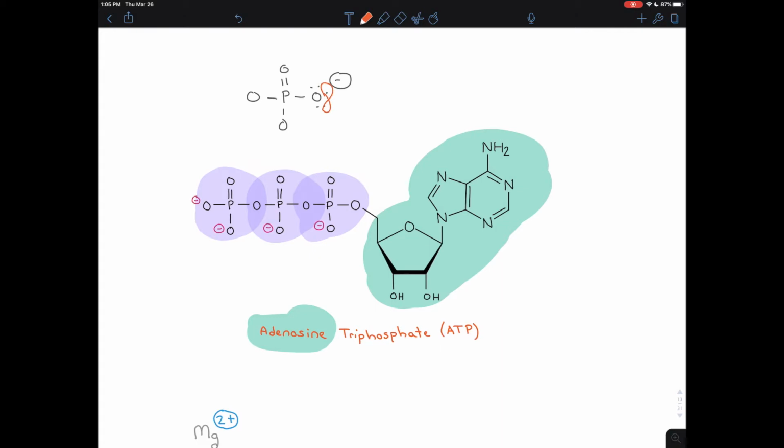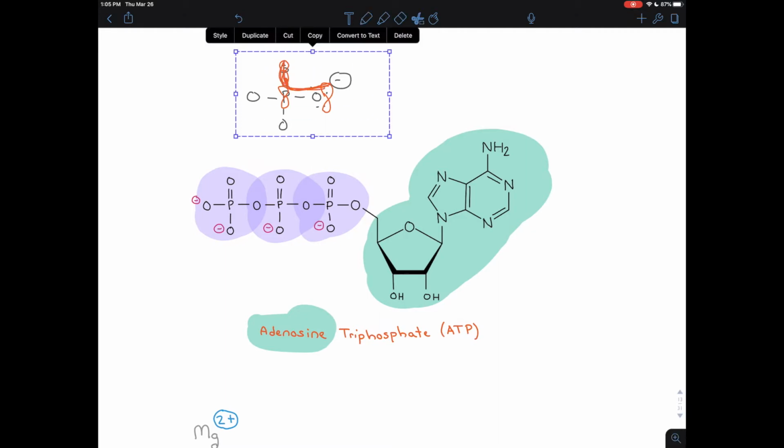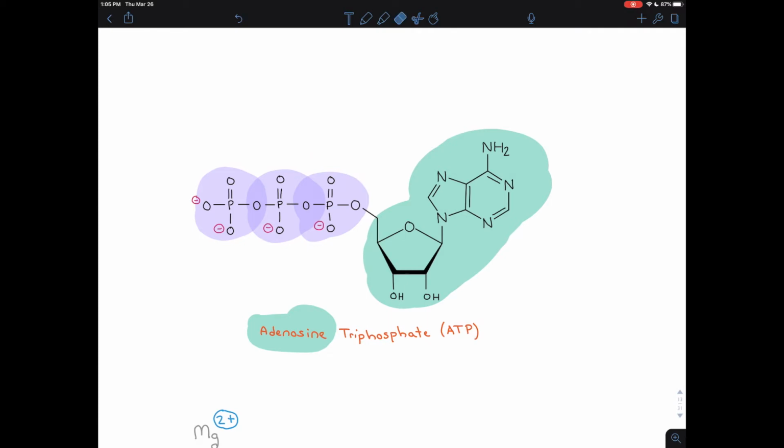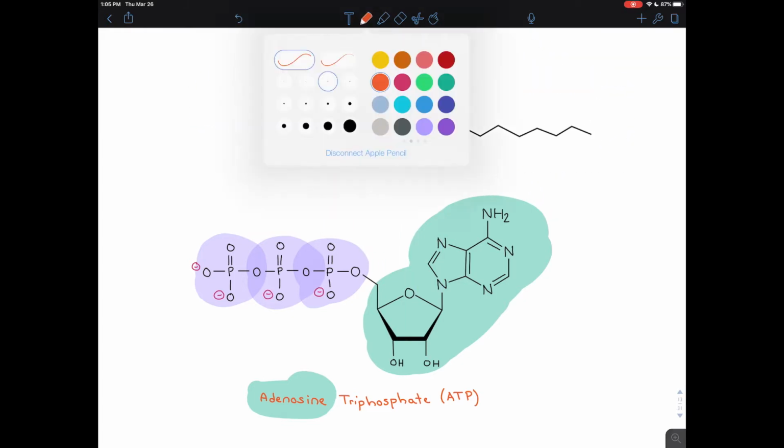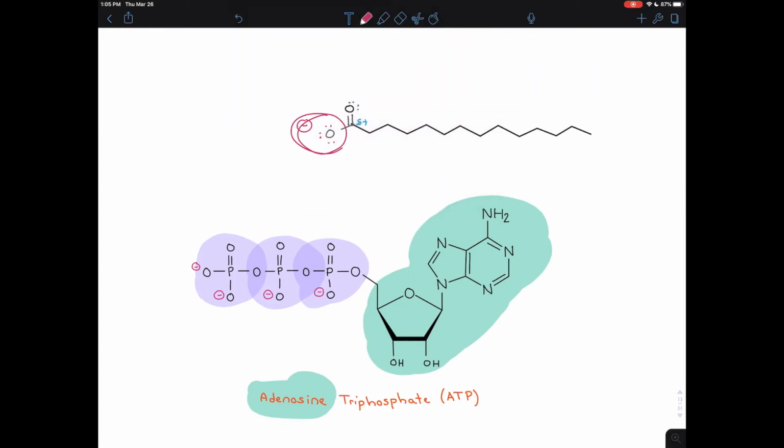So the negative charge can exist in a p orbital that's parallel with the p orbitals forming the pi bond, so that negative charge can spread out and dilute over those atoms. So the phosphates are really good leaving groups, and that's what's going to happen here. The phosphates are going to get attacked. This fatty acid chain, the oxygen on it, is a nucleophile.